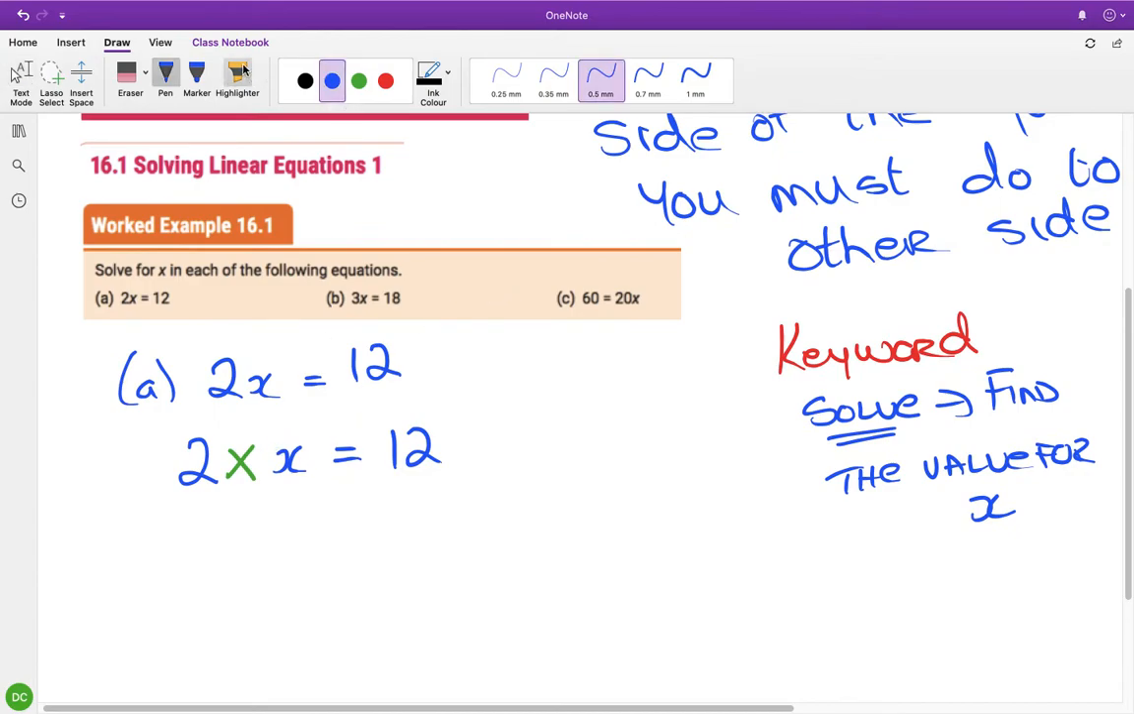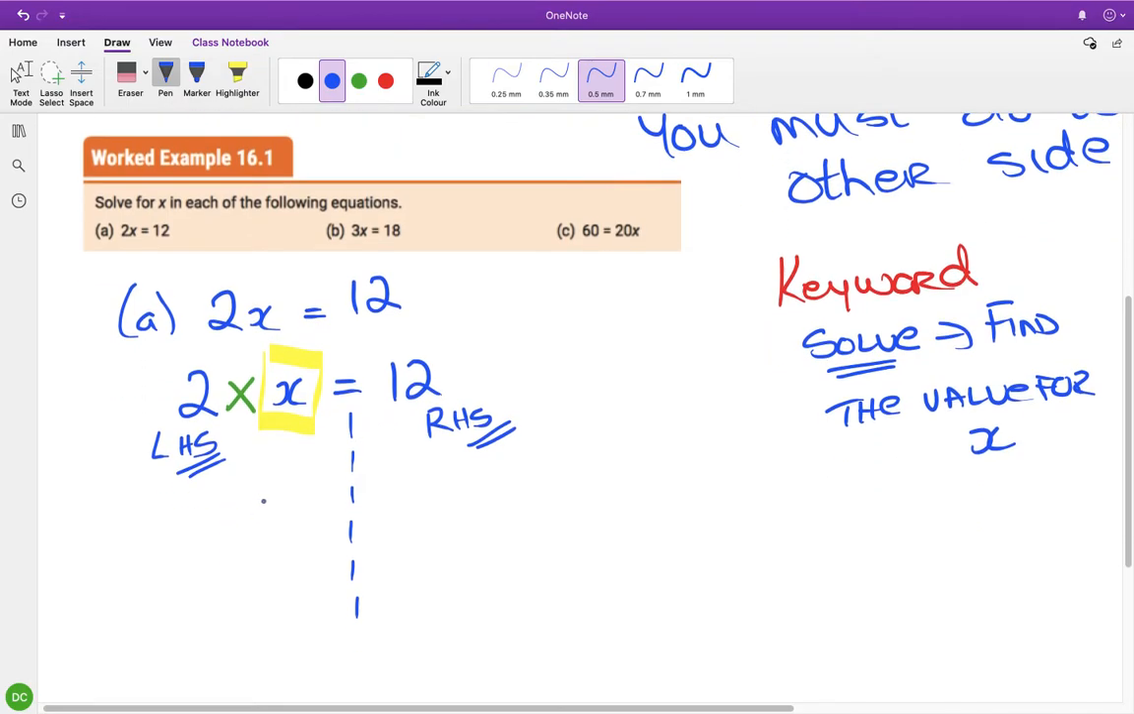What I want to do is isolate this x. Isolate means to get it on its own. We always look at an equation with the equals as the divider. We call this side the left hand side, and the 12 over here is on the right hand side. Now I want the x on one of the sides. It doesn't matter which, left or right, but it has to be on its own. At the moment it isn't, because the 2 is with it on the left hand side, which I don't want. So I want to get rid of the 2.